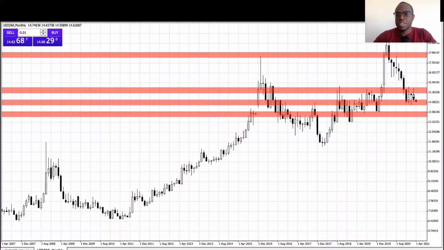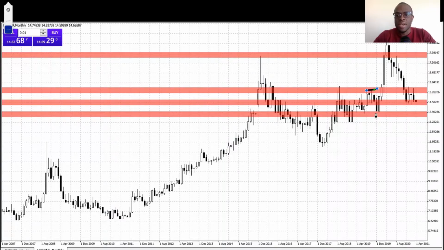So what we'll be expecting now in the coming week in terms of the bearish is that the price is going to break below this 14.58221, in the process forming a lower low, and then pull back to retest it as a resistance zone, in the process now forming a lower high. And after forming this lower high, we'll be expecting the price to move to the downside, maybe up to 13.90236.